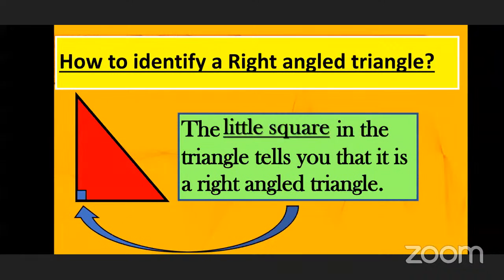Okay. So children, just now we have seen if the measure is 90 degrees, then we can tell that it is a right angle triangle. And if the measure is not given and if a square is given, then with the help of that little square also, we can say that it's a right angle triangle. One more thing you have to note. The two other angles of the right angled triangle are acute. But as one angle is 90 degrees, it is known as a right angled triangle.